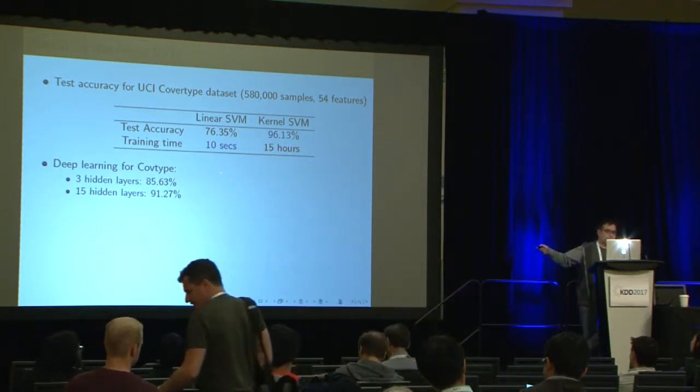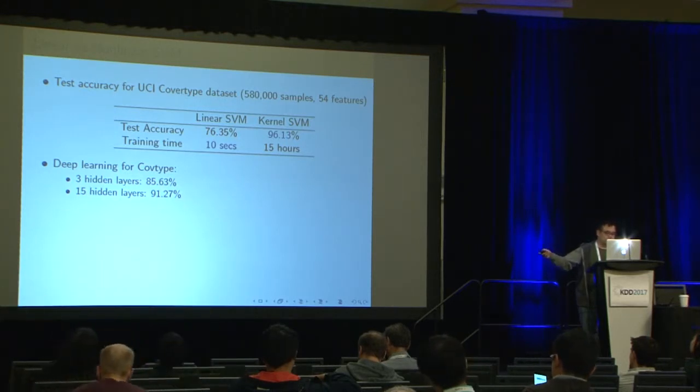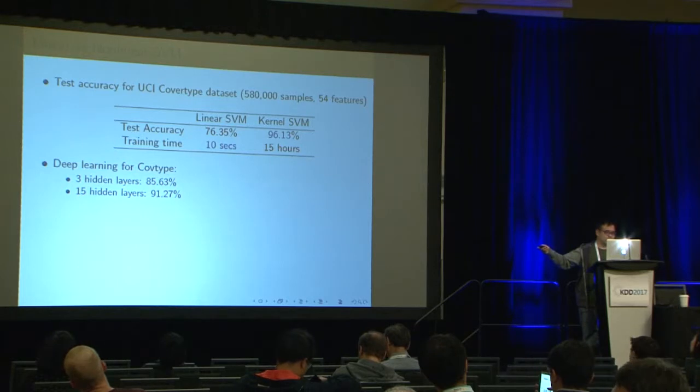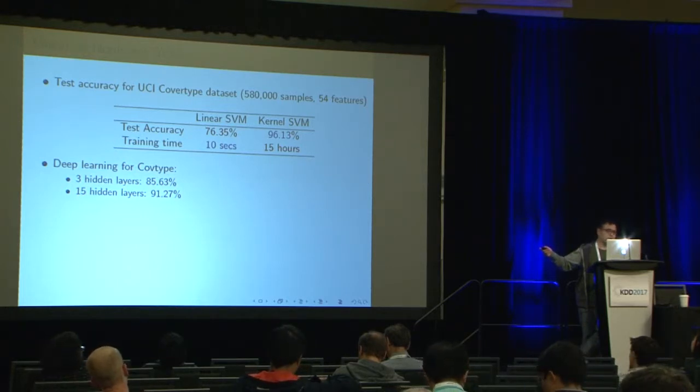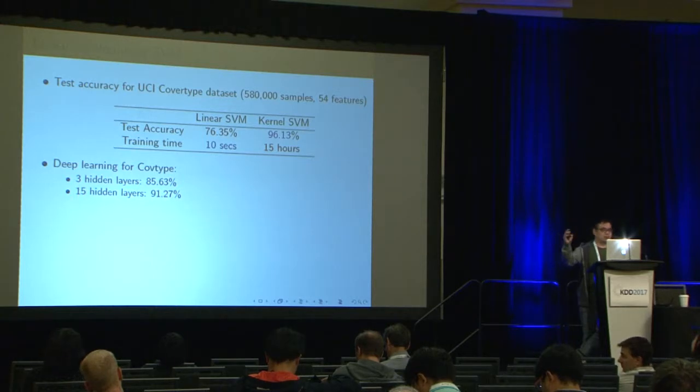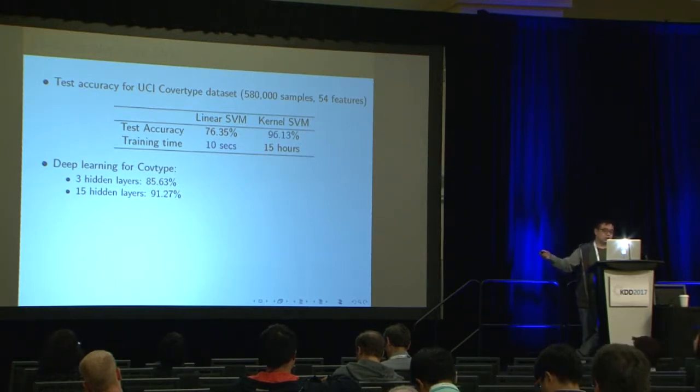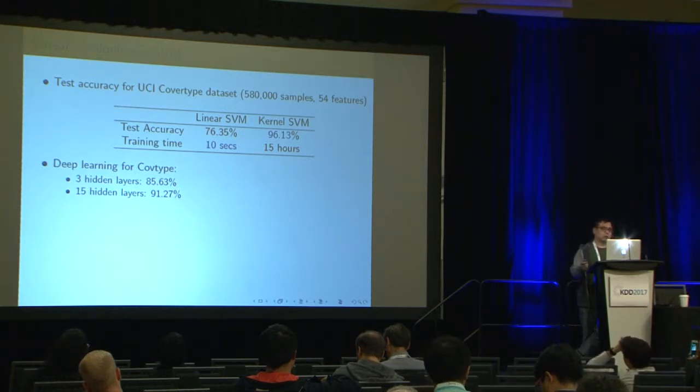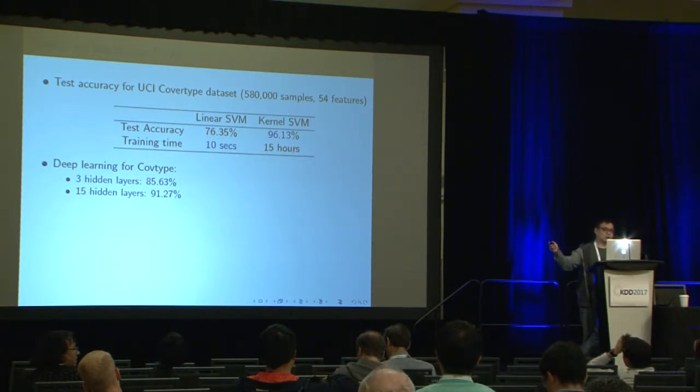And I also list the accuracy for deep learning on this dataset here. If you use 3 hidden layers, this is the tutorial in, I think, the H2O package, and you can get 85% accuracy. And we also tried to increase it, because in deep learning typically you want to add more and more layers, and you should get better accuracy. So we increased to 15 hidden layers, and you still only get 91% accuracy. It's still worse than kernel SVM. So this shows, although deep learning is very good for some datasets, there are still some other datasets where kernel SVM will get better accuracy.